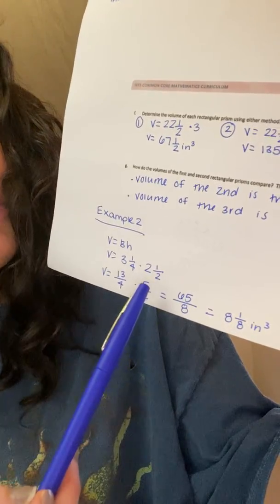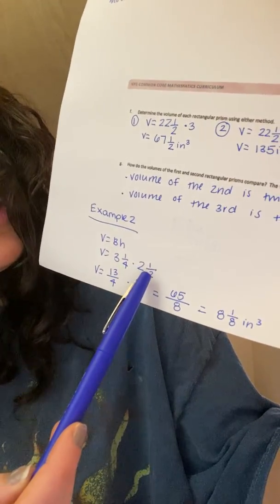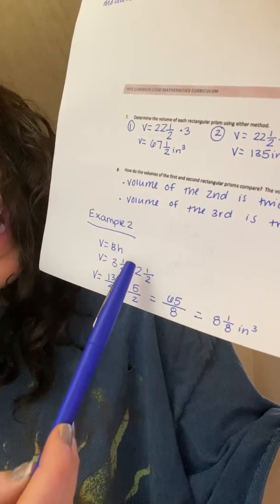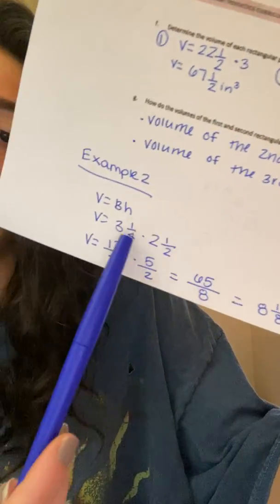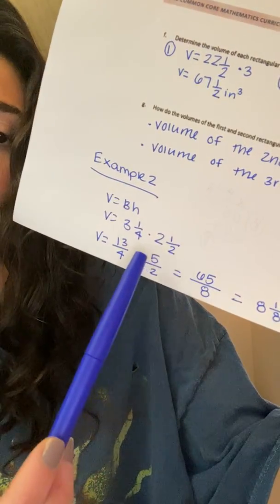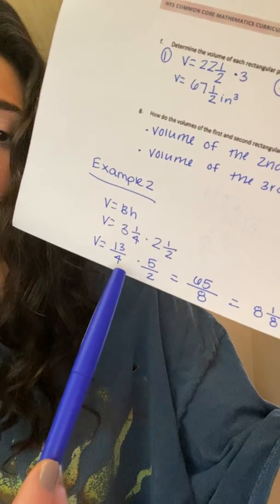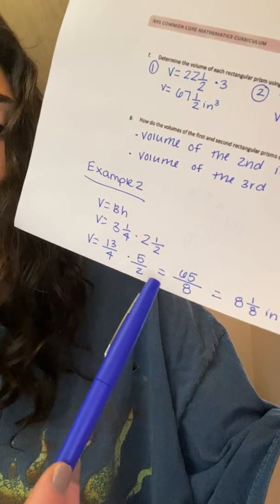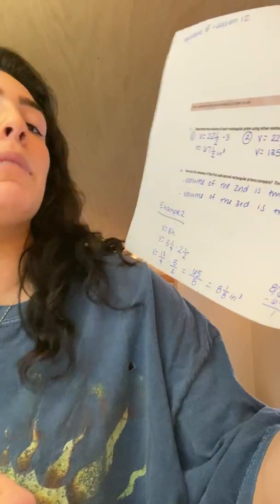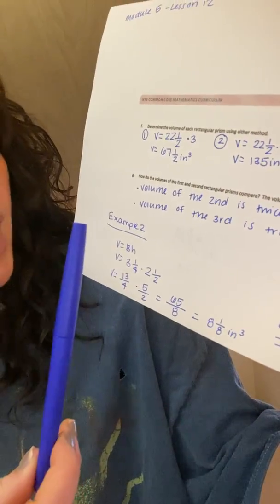And then for 2 1/2, I did 2 times 2, which is 4. And then 4 plus 1, which is my numerator, is 5. And you're always going to keep the same denominator. So see how this denominator was 4, this one is 4. This one was 2, this one is 2. So you're always going to keep your same denominator. It's always going to stick with you.